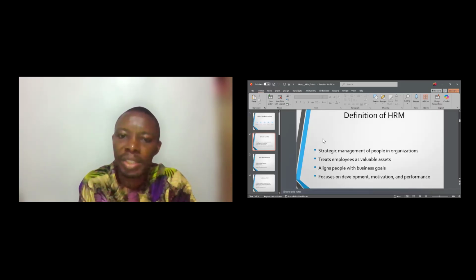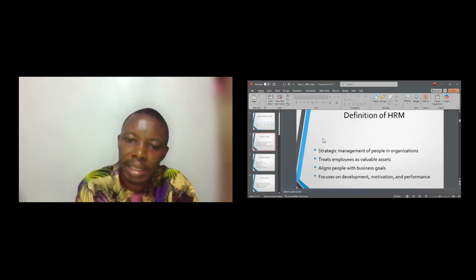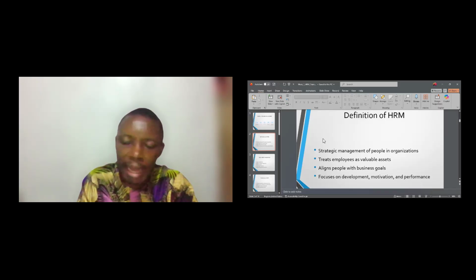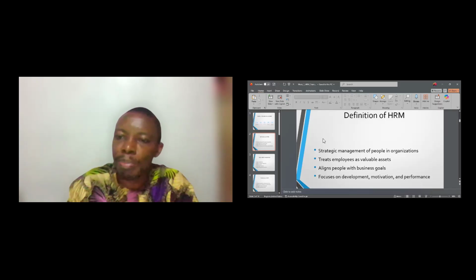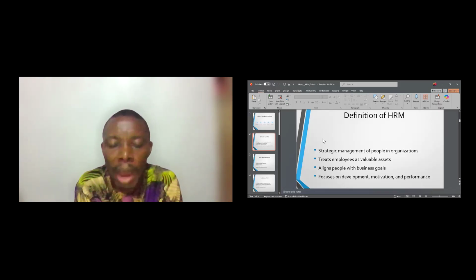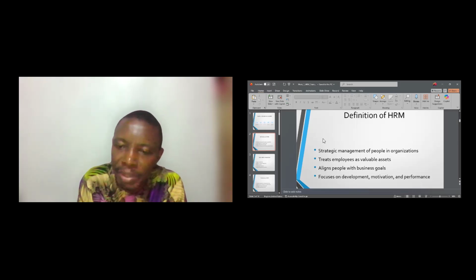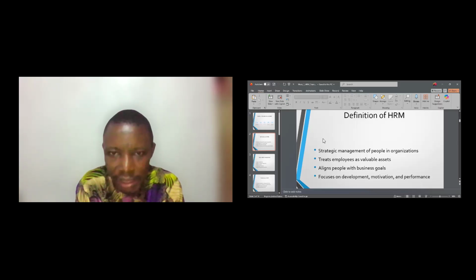Two, it treats employees as valuable assets. Imagine, how can a CEO survive without employees? They cannot. The CEO cannot be in this department, in the other department. So all the money that is coming to him or her, he looks at it and says, okay, let me just take 10%, and this remaining 90%, let me spread it in order to bring people to the table. That is the definition of human resource management.